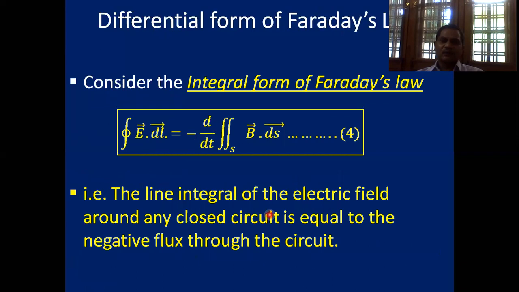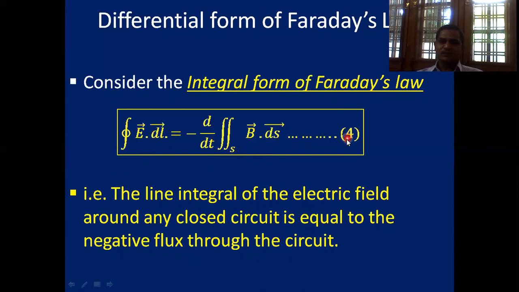Now, what is the differential form of Faraday's law? Let us start this derivation with the integral form of Faraday's law. According to the integral form, we have the closed integral of E bar dot dl bar equal to minus d by dt of the surface integral of B bar dot ds bar.